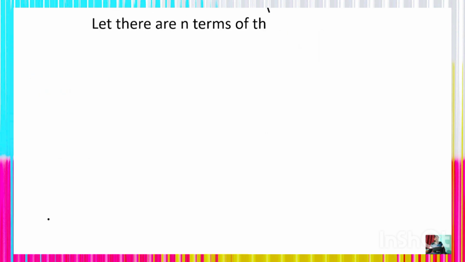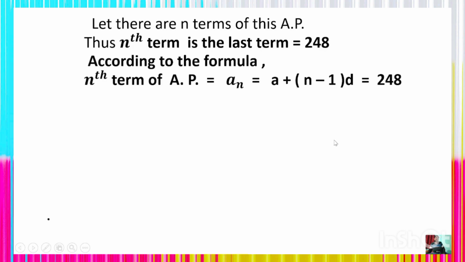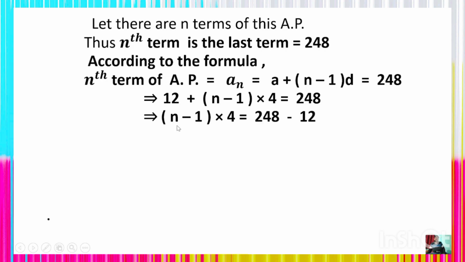Let there be n terms of this AP. How many terms are there? n terms. Thus the nth term is the last term of the AP, which is 248. Using the formula, the nth term of the AP, which is a n, is equal to a plus n minus 1 whole into d is equal to 248, right? So you get 12 plus n minus 1 whole into 4, which is 248 after using the values of a and d. And after simplification you will get n minus 1 whole into 4, which is 248 minus 12. Here the plus 12 will be transposed to the right hand side.